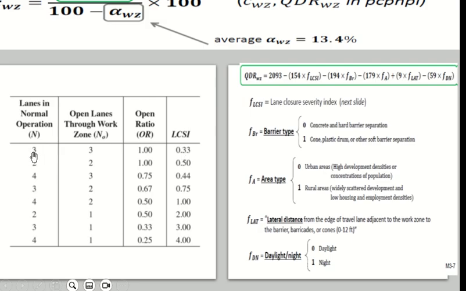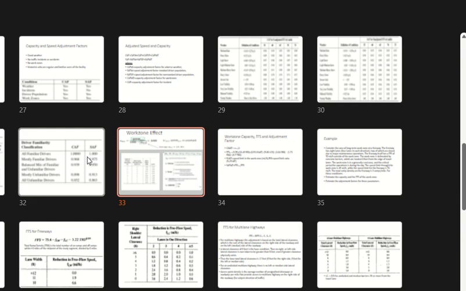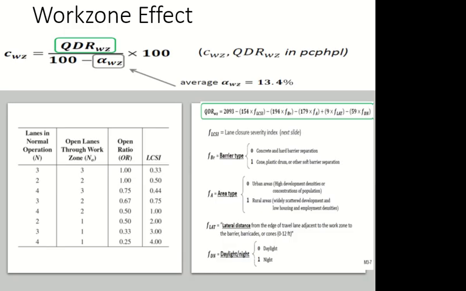Now if I have 3 lanes which were open in the normal case, because of the work zone I still have 3 lanes. So there were 3 lanes before, still 3 lanes. What is the effect of the work zone? Where is the effect of the work zone here? Tell me. If the work zone did not close any lane, why should I consider the effect of the work zone?